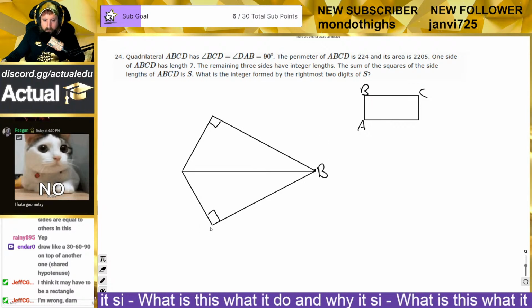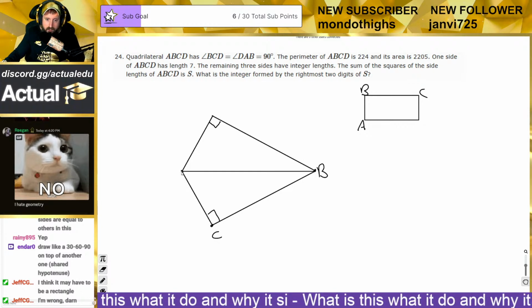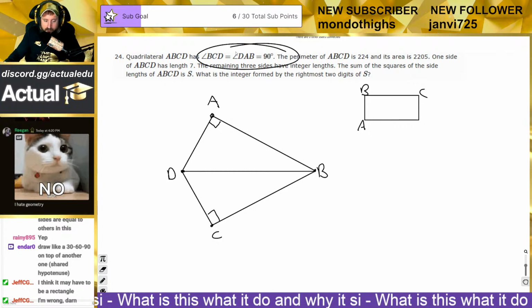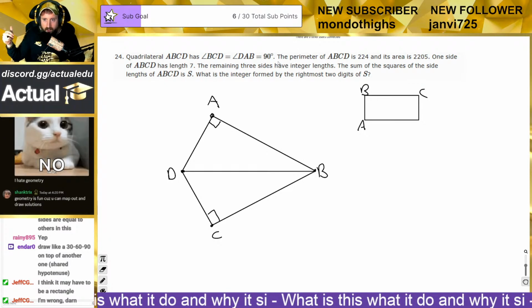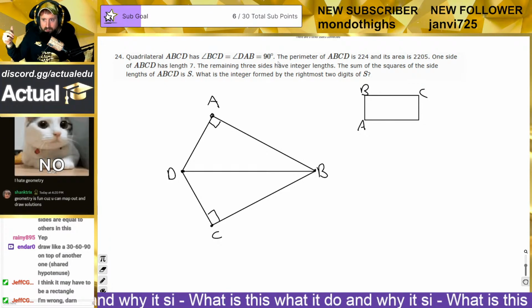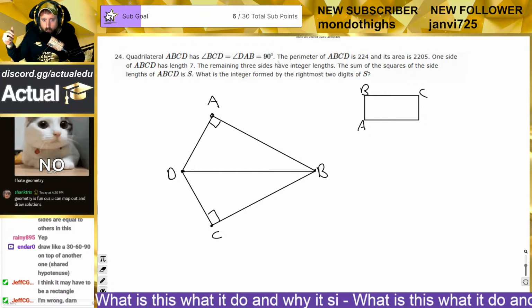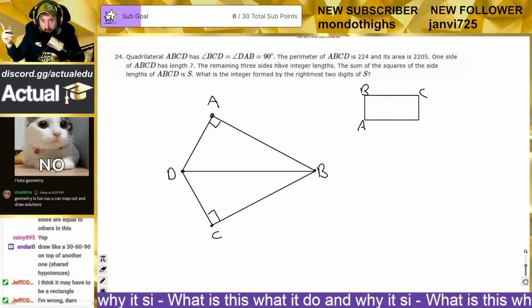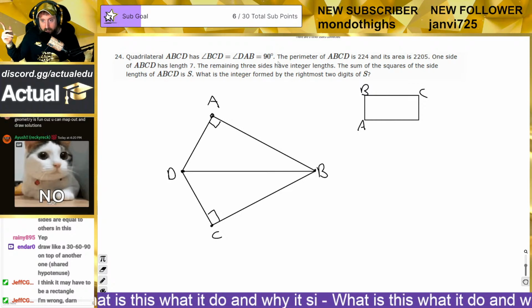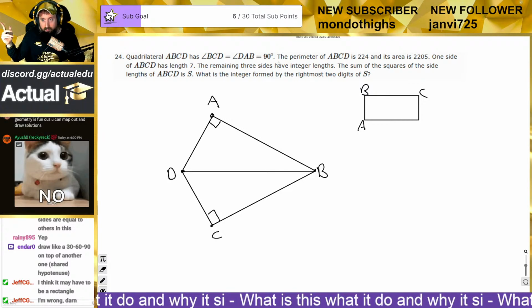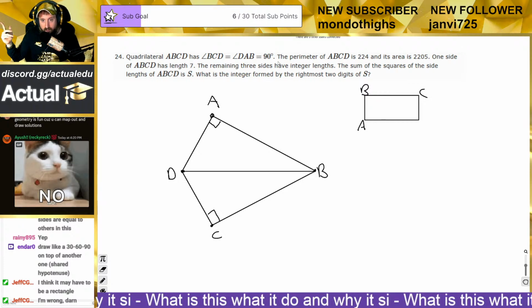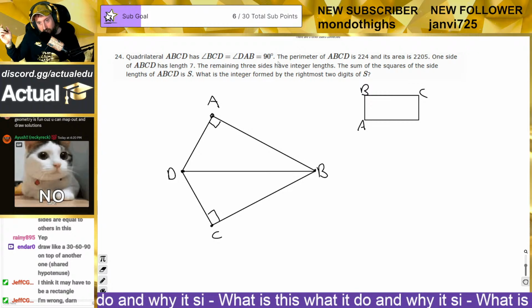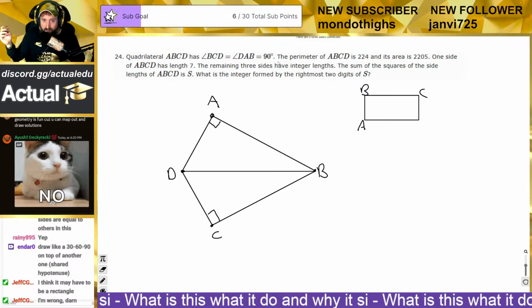For sure. Okay, B, C, D. And then this will be A. Okay, cool. So now these things are satisfied. Good. The perimeter of ABCD is 224 and its area is 2205. One side of ABCD has a length of 7, just one of the sides. The remaining 3 sides have integer lengths. The sum of the squares of the sides is S. What is the integer formed by the rightmost 2 digits of S?